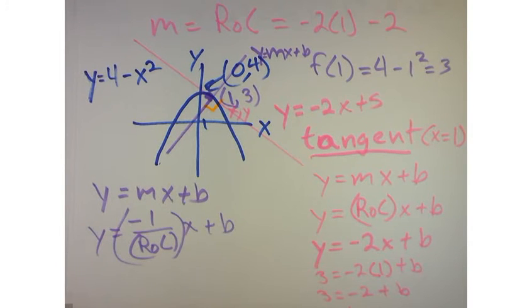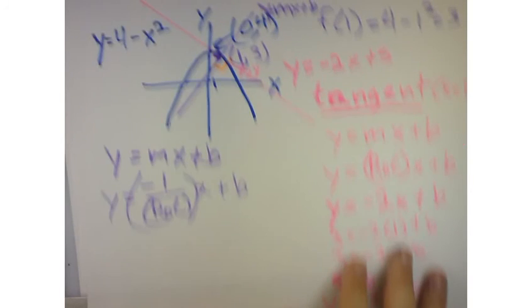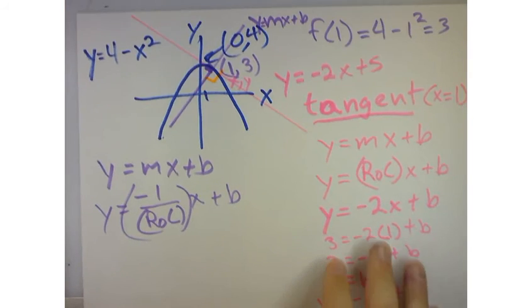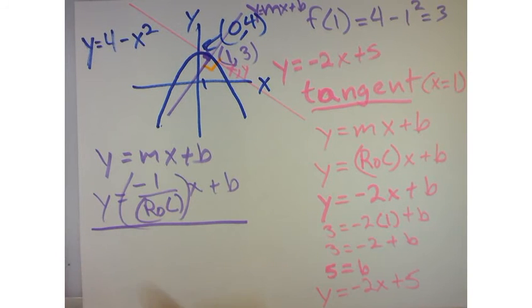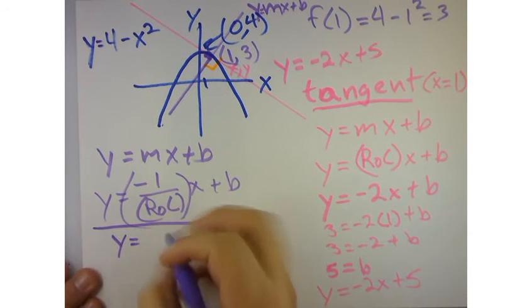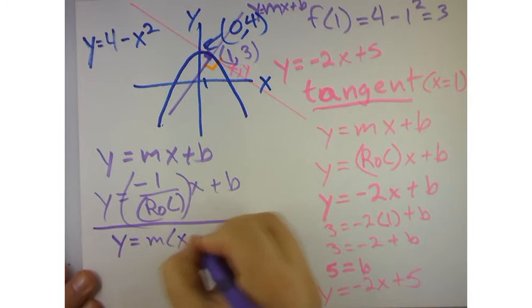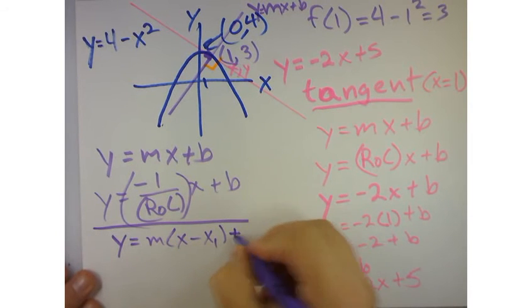But the question was not to find the tangent line, the question was to find the normal line. But the normal line is perpendicular to the tangent line. So how do I find the normal line? We need the negative reciprocal slope. What point would I use? 1, 3, and then I could use the point slope form. So another way that you could do this is I could say y is equal to m times the quantity x minus x sub 1 plus y sub 1.